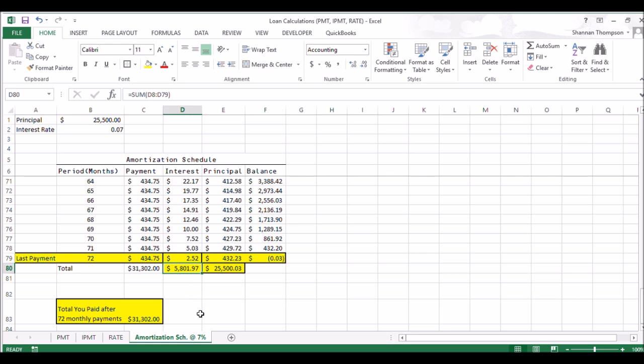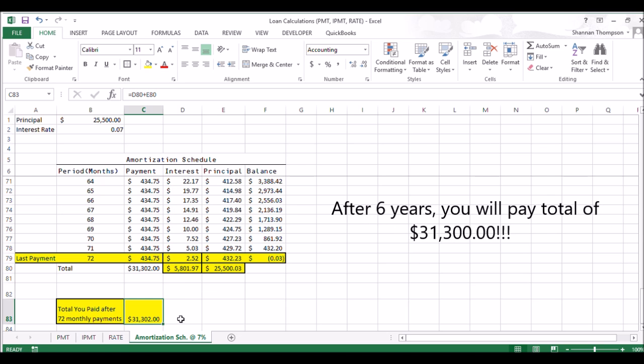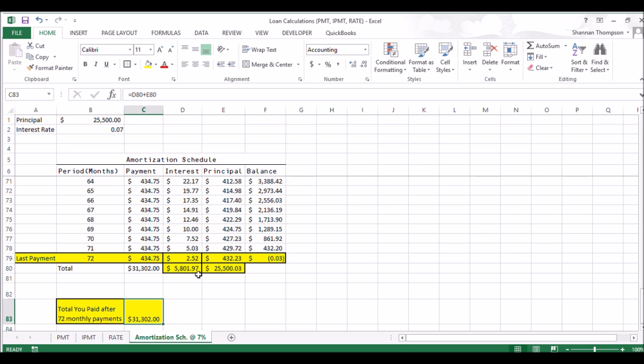You're going to be paying about $5,800 just in interest. That $25,500 that you took out for that car is now in total $31,300. That's the total that you paid after 6 years because of interest.